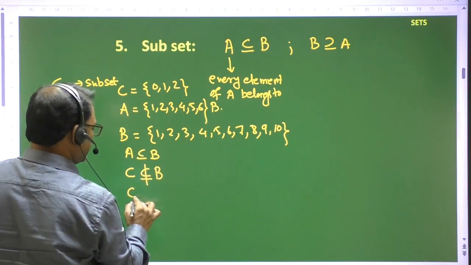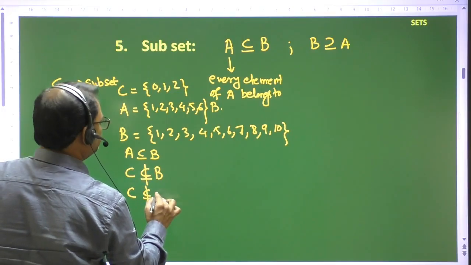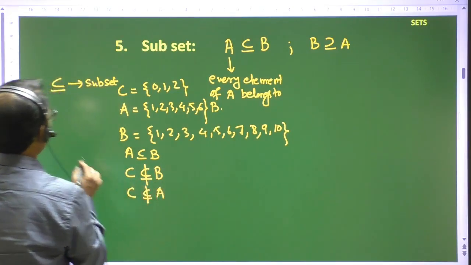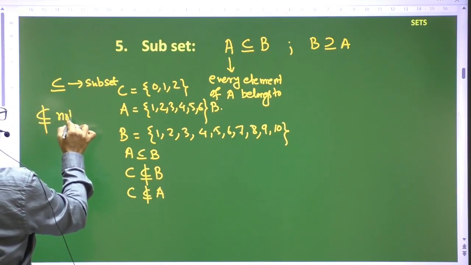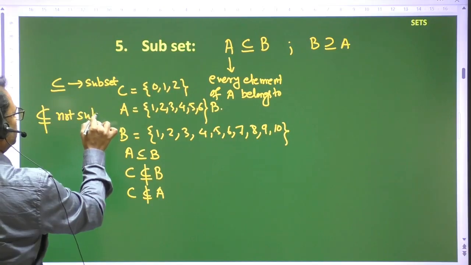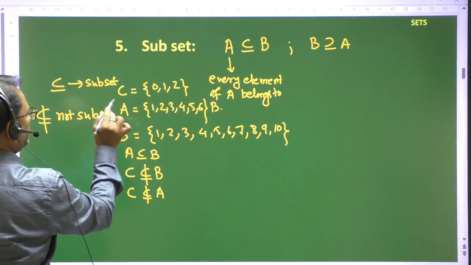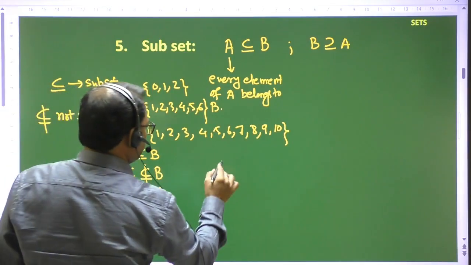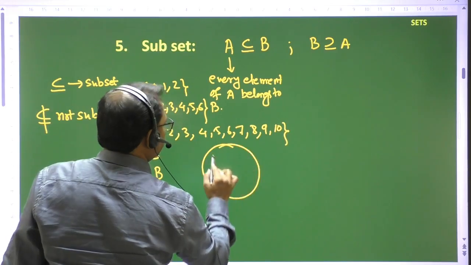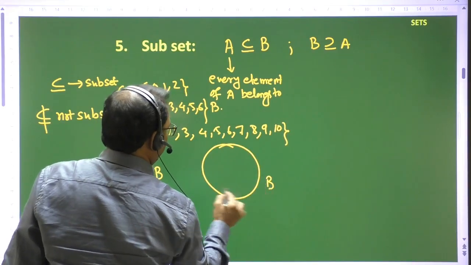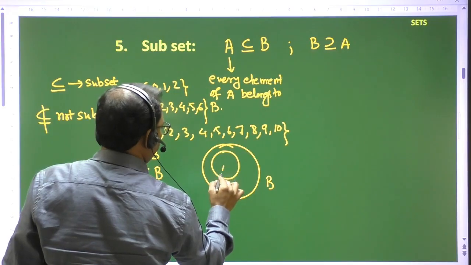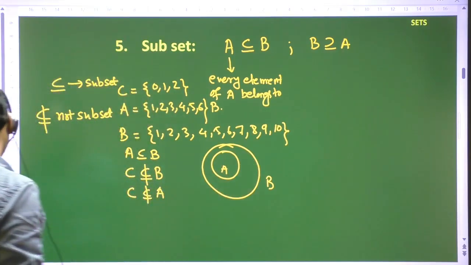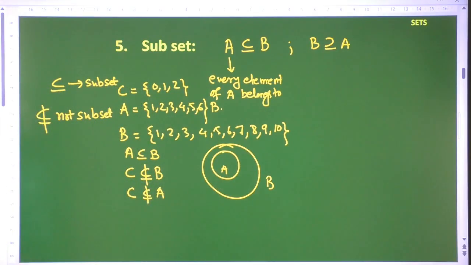We can also say that C is not a subset of A. So this notation we denote for not subset. Later we will see that in the Venn diagram, if there is a set B and A is a subset of B, then we denote A like that. A is a subset of B. I hope this part is clear to all.